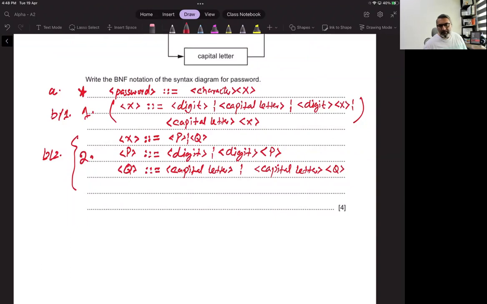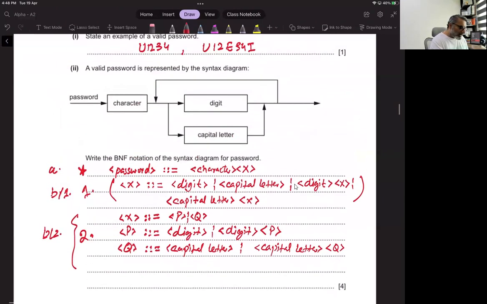Sir, in the previous part, you started with a capital letter instead of a character. Okay, but over here we are only defining a valid password represented by a syntax diagram, this one. Write the BNF notation of the syntax diagram for the password. So we are not concerned about what we have done before that. Get the idea?